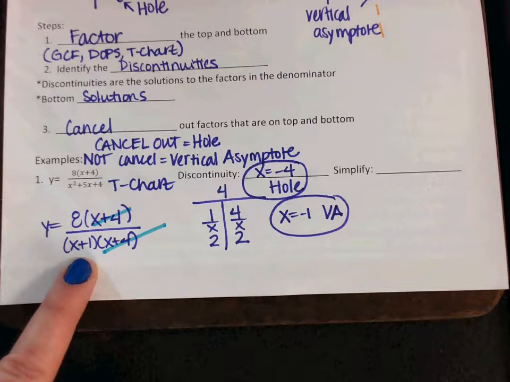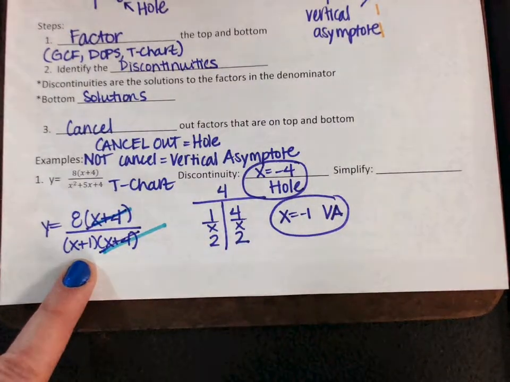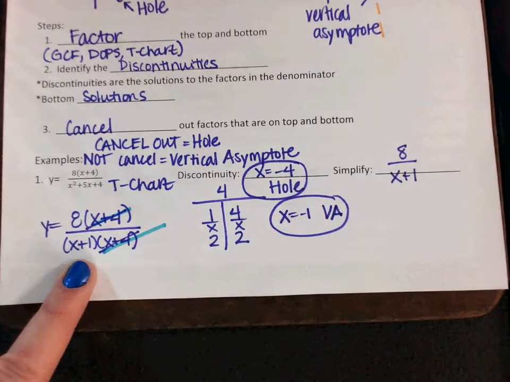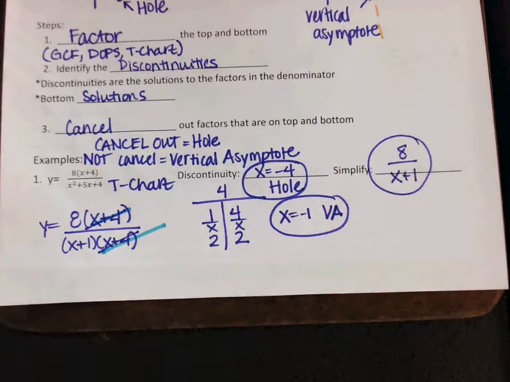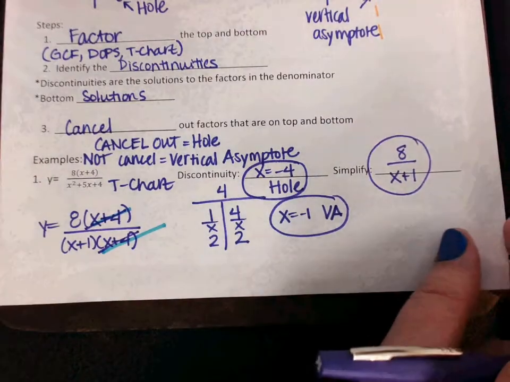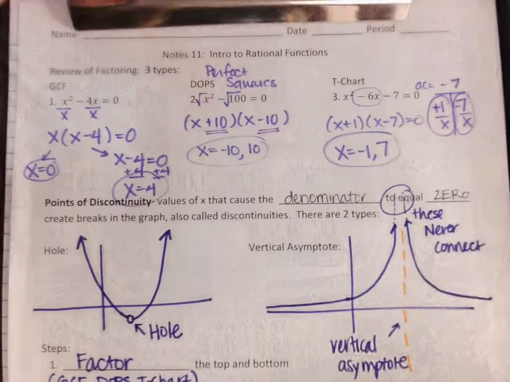Now, simplify is just whatever's left over from the equation. So since both of these guys crossed out, my simplified expression would be 8 over x plus 1. And that's your answer. Is this and then this. Got it? All right, turn over to the back. Let's do a couple more. So remember, they cancel out, they create holes. They don't cancel out, they create vertical asymptotes.